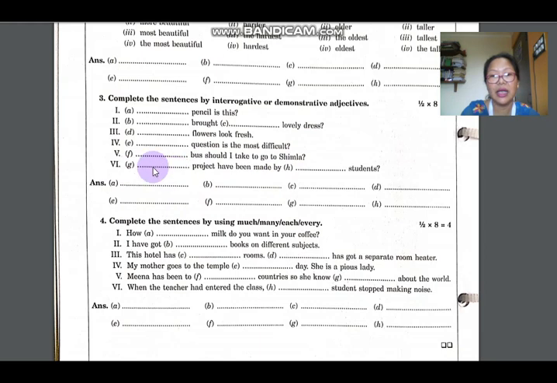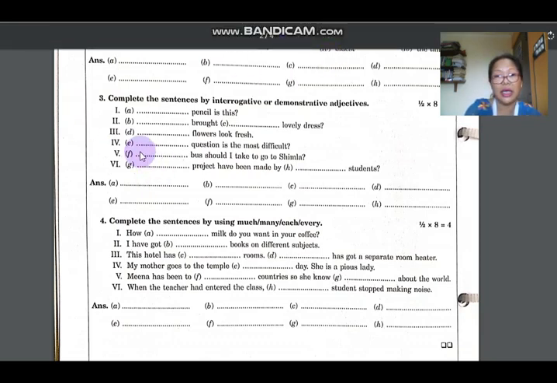Number 6, dash project has been made by dash students. This project has been made by which students? Okay, so this project, that means we are pointing to the project, is made by which students? Who are the students who have made this project? So that completes exercise 3.